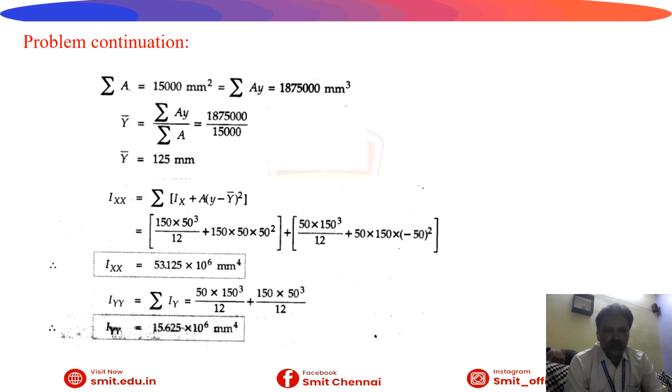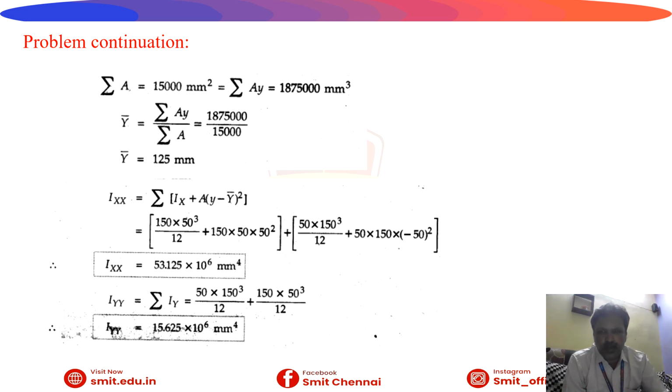Now the same steps should be followed. It is symmetric only, so there is no need to find y bar separately. We can use that value directly, because it is symmetrical about the x-axis. Therefore, y we can directly write. So on this we have the calculation. Sigma A equal to 15,000 mm square. Ay is 1875000 mm cube. Then y bar you will get 125 mm.